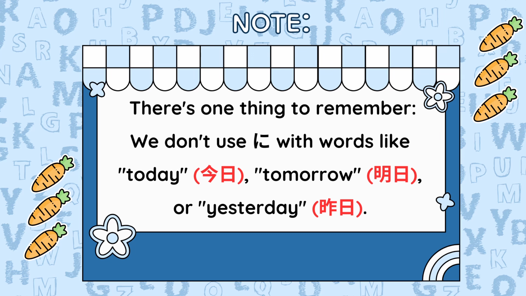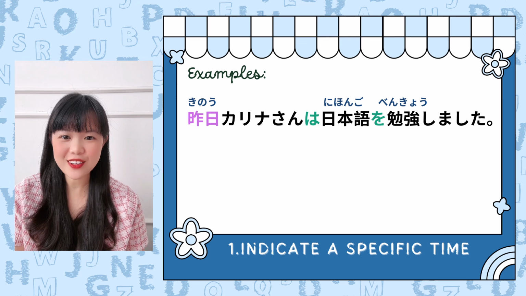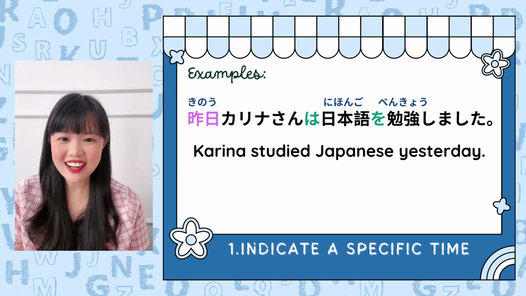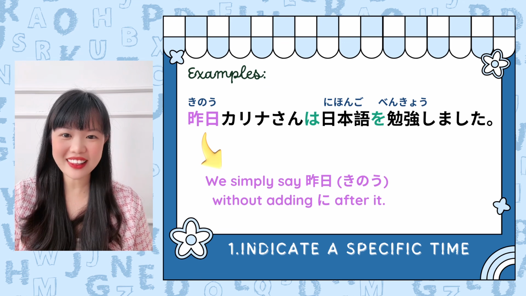We don't use the particle ni with words like today, kyo, tomorrow, ashita, or yesterday, kino. For instance, 昨日カリナさんは日本語を勉強しました. Karina studied Japanese yesterday. We simply say 昨日 without adding the particle ni after it.